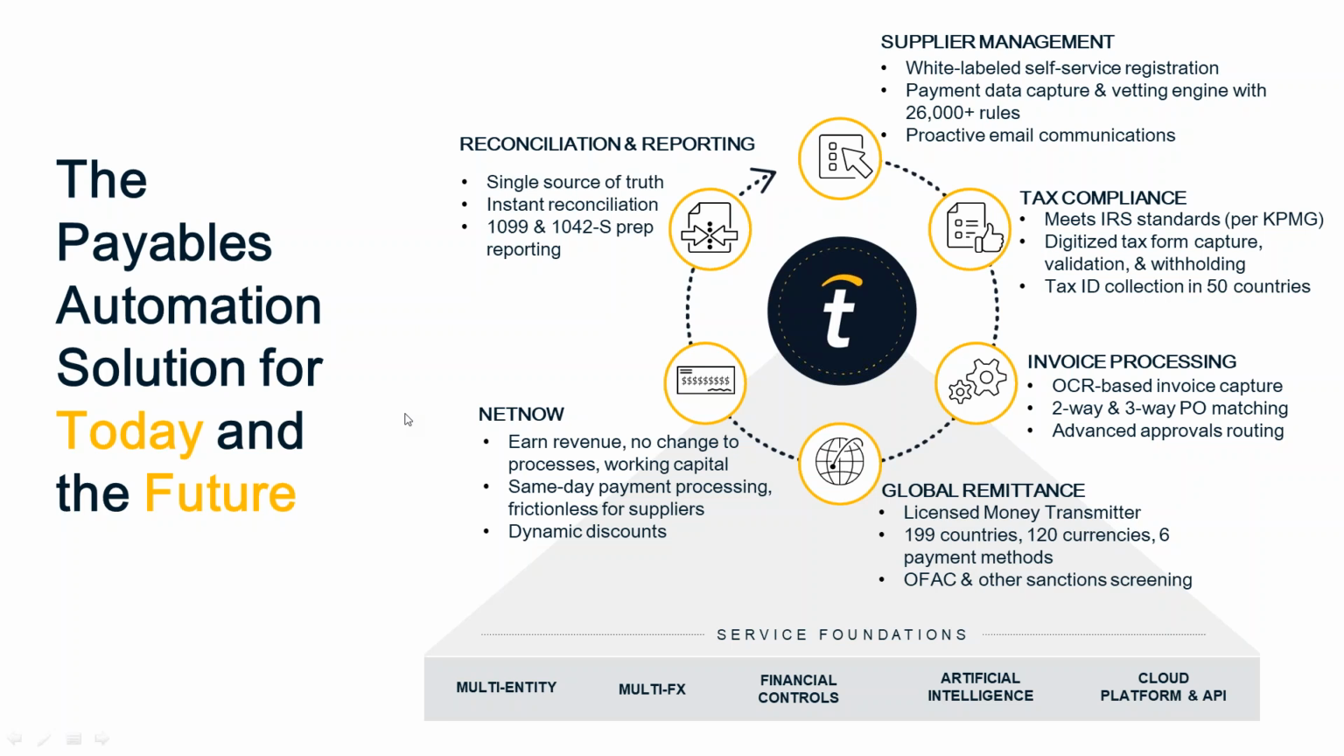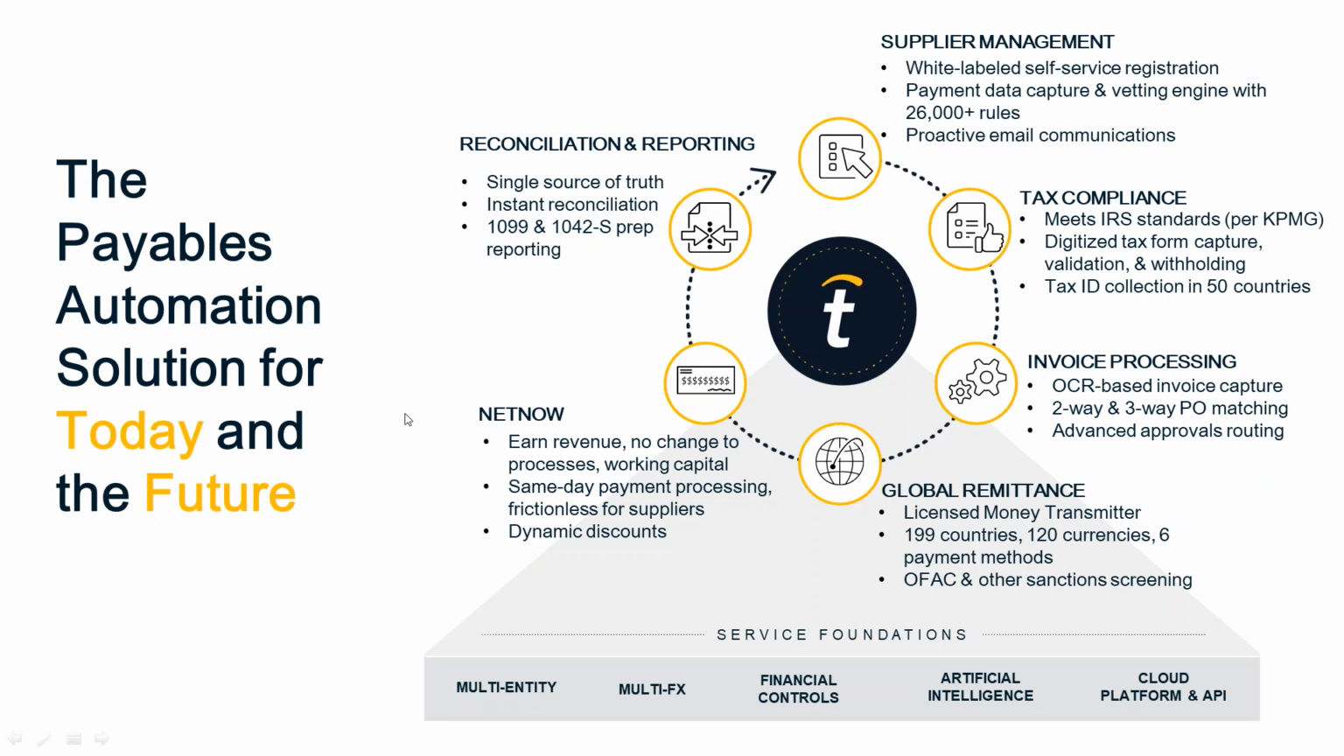We also have 2- and 3-way PO matching for PO-backed invoices. We are also a licensed money transmitter and pay across 190 countries in 120 currencies with 6 different payment methods, all within the same system. Chris talked about sanction screening. We also do sanction screening proactively to ensure that you don't pay anyone who's on a terrorist watch list or who's listed as a money launderer somewhere.